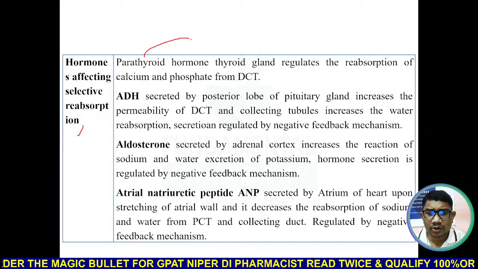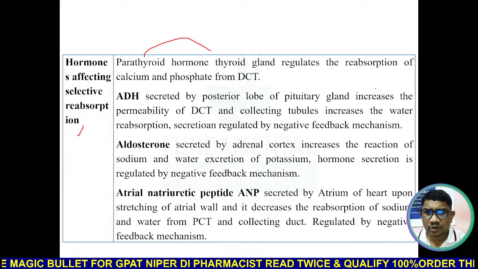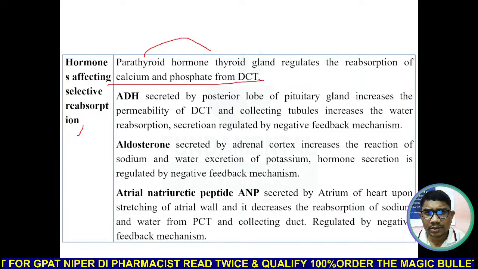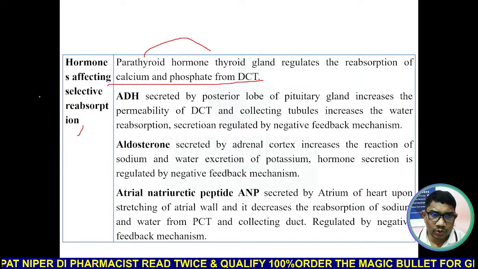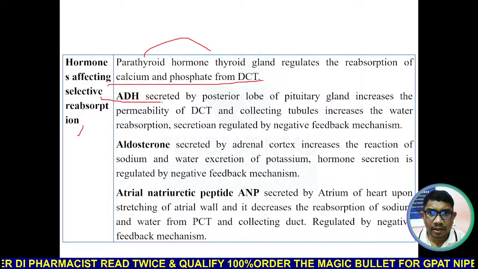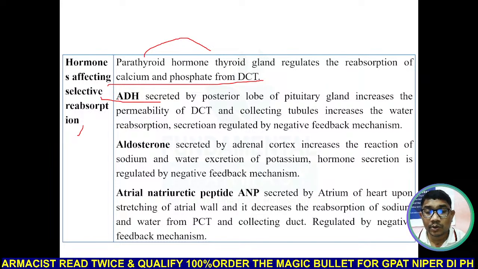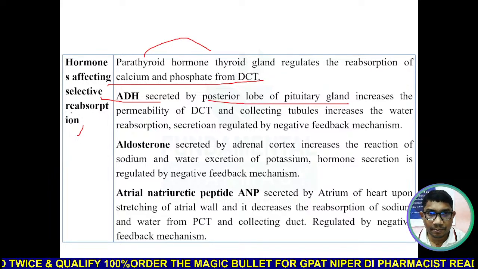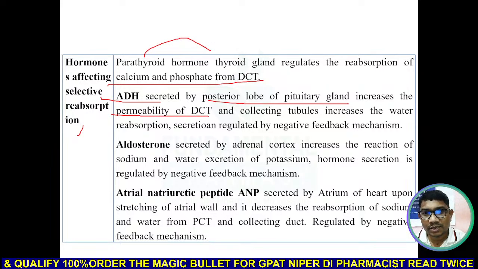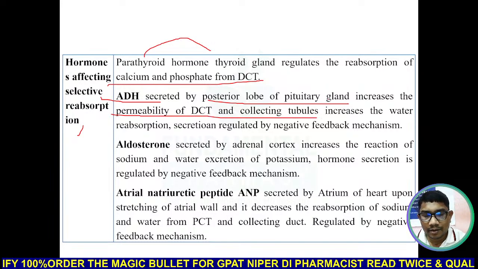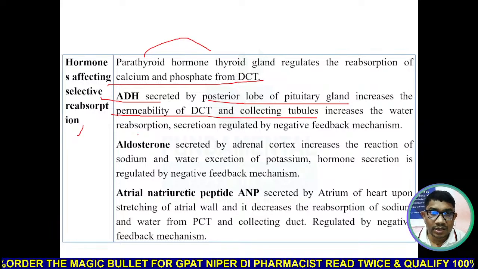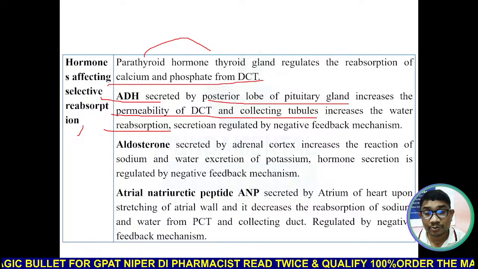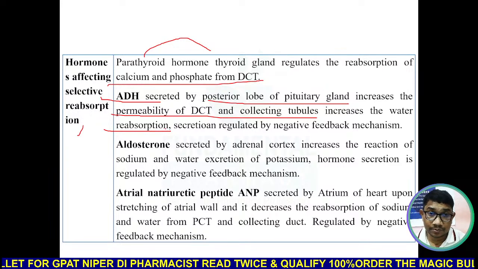PTH, parathyroid hormone, regulates the reabsorption of calcium and phosphate in the distal convoluted tubule. ADH, antidiuretic hormone, is produced by the posterior lobe of the pituitary and increases the permeability of the DCT and collecting tubules, right? It increases water reabsorption. Antidiuretic, that's the name itself. So it will reabsorb water, and diuresis will not occur.